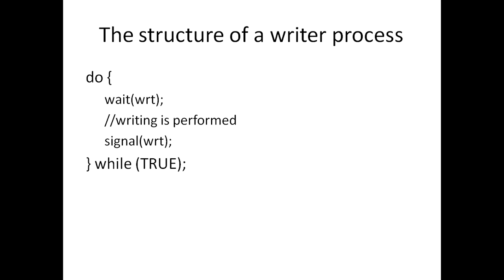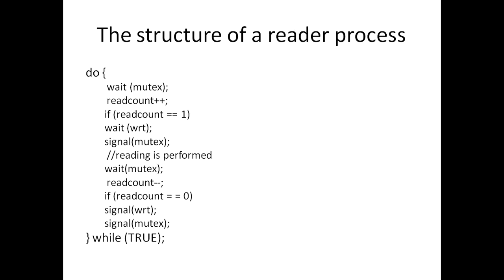Wait and signal are the two operations which we can perform on a semaphore. Wait checks whether somebody has already got the permission to read or write the database. If nobody has, then you will get it. Signal is nothing but releasing the lock, in which you increment the value of the semaphore.